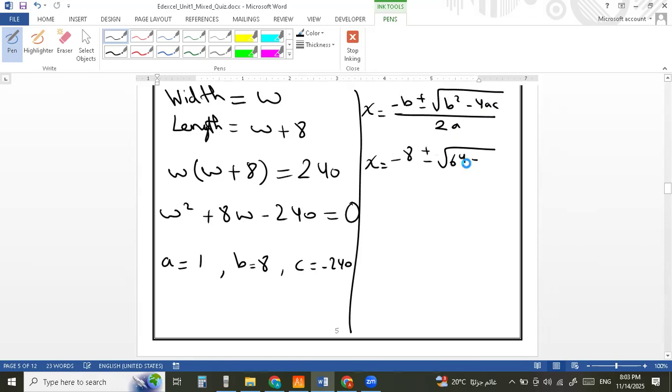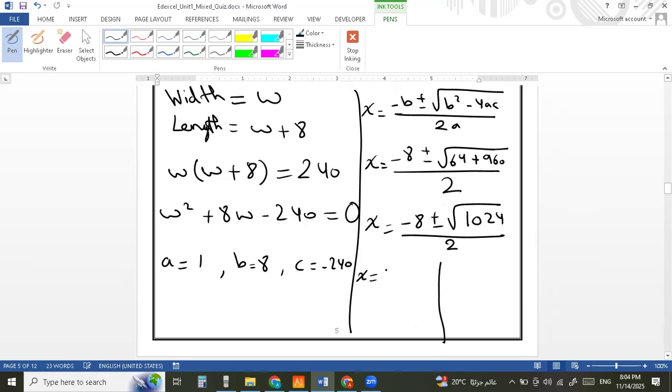So 64 minus 4 times 1, negative 4, times negative 240. You're going to find that it is positive, and it is 960, over 2A, which is 2 times 1. It's 2. X equals negative 8 plus or minus root of 64 plus 960, which is 1024, over 2. Use your lovely calculator to answer this.